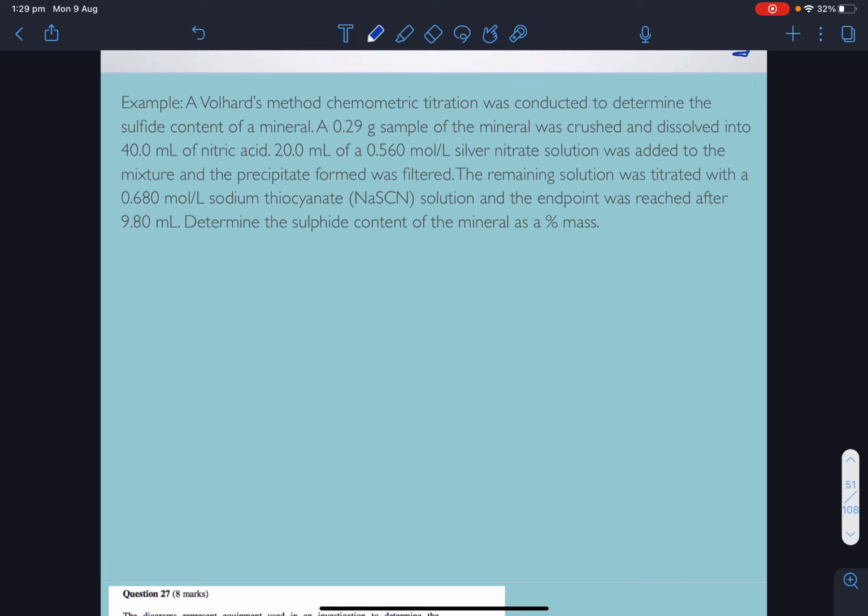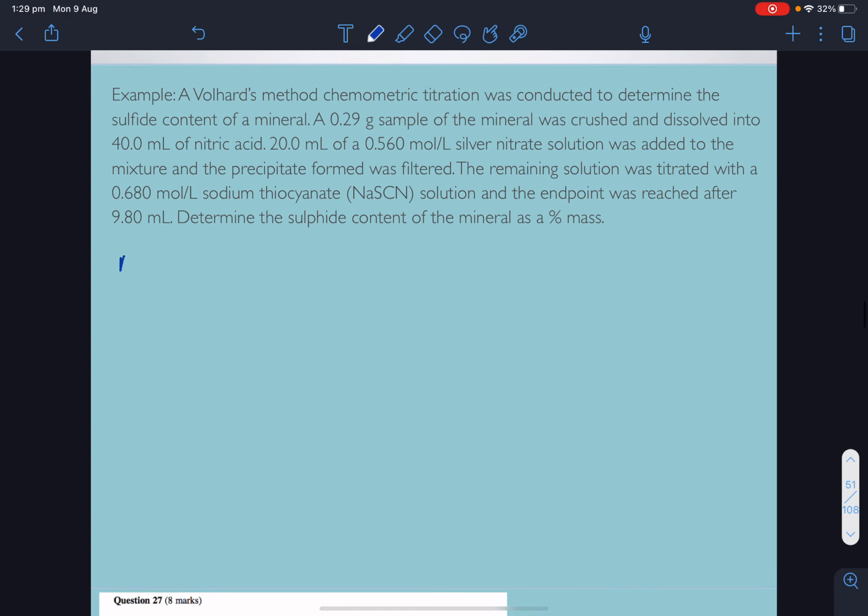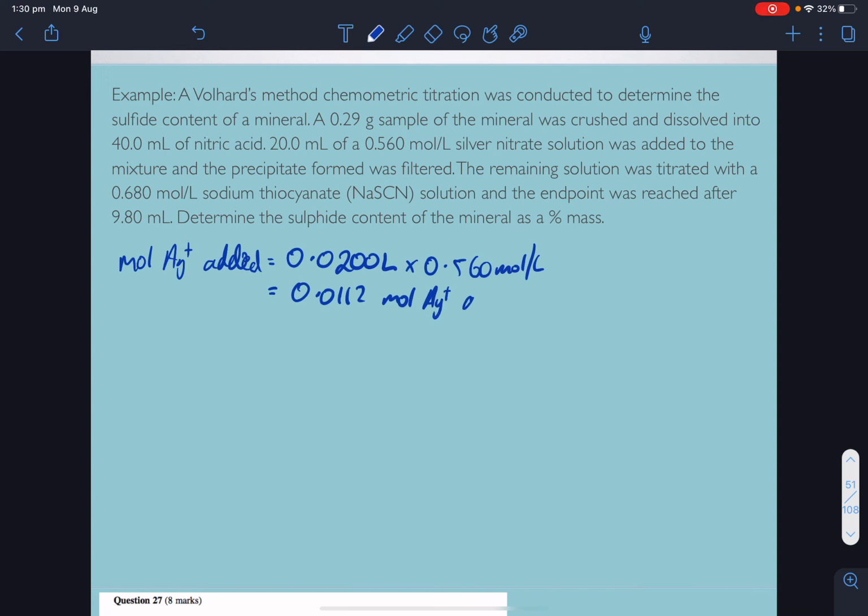So what we can do is work out how much silver was initially added. We've got 20 mL, 0.0200 litres, times 0.560 mole per litre, equals, we'll put this in our calculators, and we'll get how much initial silver was put in there. So 0.0112 mole of silver plus added.